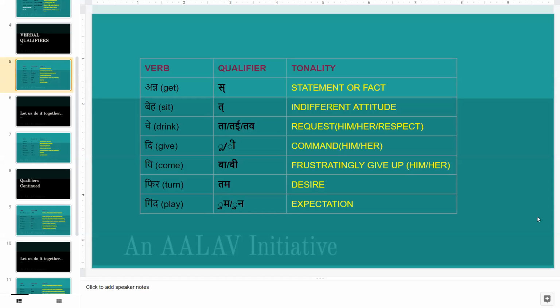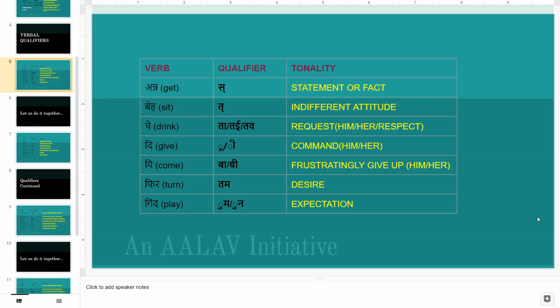Okay, so similarly, ch. Chassa. Here, chassa chai is a statement. So it's a statement, a fact. Come and have your chai. Somebody says, shall I drink it? You say, ah, yes, chat. So you don't care whether he drinks or not. You're adding that qualifier.